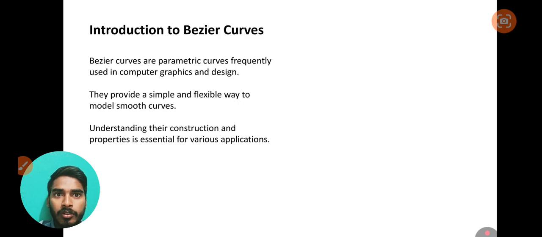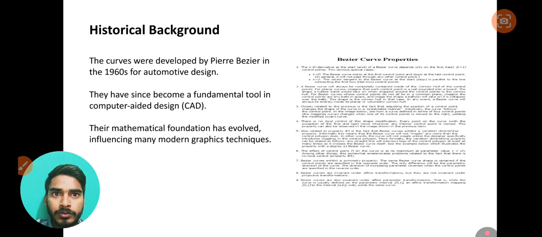Introduction to Bezier curves. Bezier curves are parametric curves frequently used in computer graphics and design. They provide a simple and flexible way to model smooth curves. Understanding their construction and properties is essential for various applications.